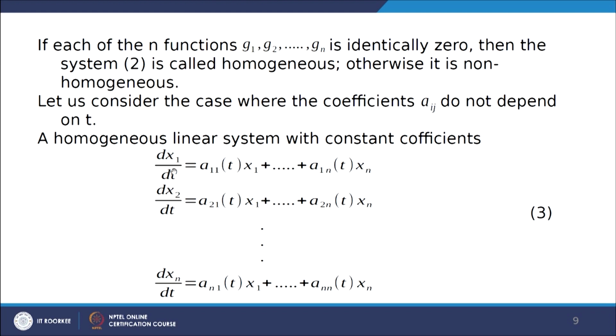So, this is of the form dx1/dt = a11 x1 and so on a1n xn, dx2/dt = a21 x1 and so on a2n xn, and dxn/dt = an1 x1 and so on ann xn.